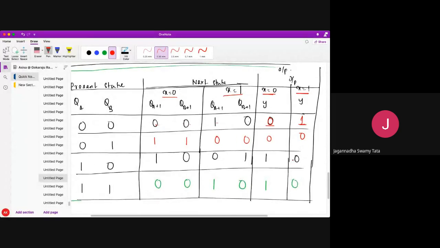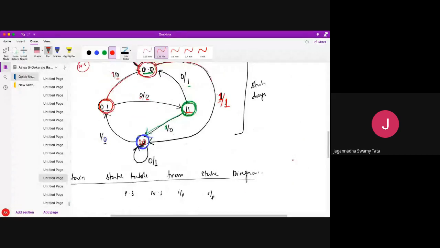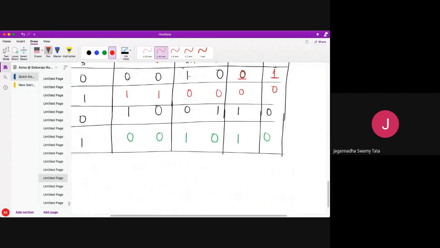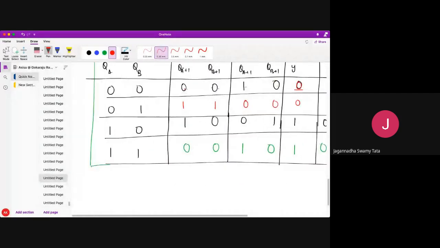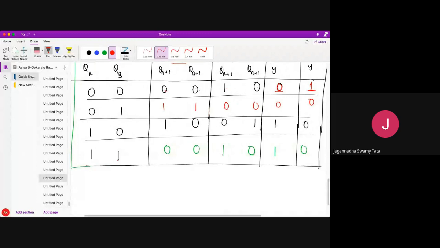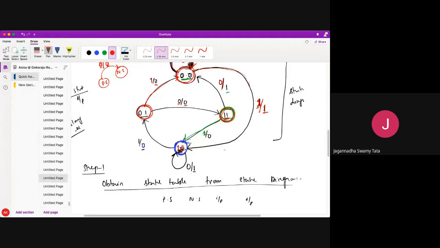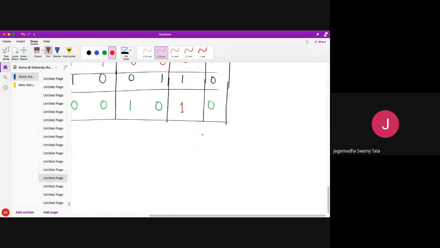Now you can see here one more thing. Let's say I am in state 1 1. Okay, so tell me what is my input and output. Here input is 0, output is 1. So you can see state 1 1 is here. Okay, my present state is 1 1. I am here. For input 0, output is 1, and for input 1, output is 0.